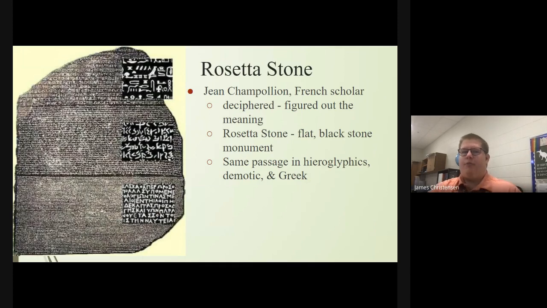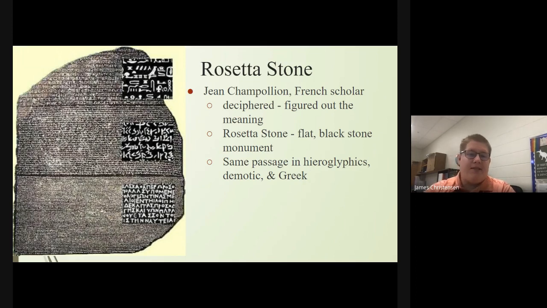Now, for the longest time, we had no idea what most of these symbols meant, and that was until the discovery of the Rosetta Stone by Jean Champollion, a French scholar. He deciphered and figured out the meaning of basically every single hieroglyphic because of this Rosetta Stone pictured here.